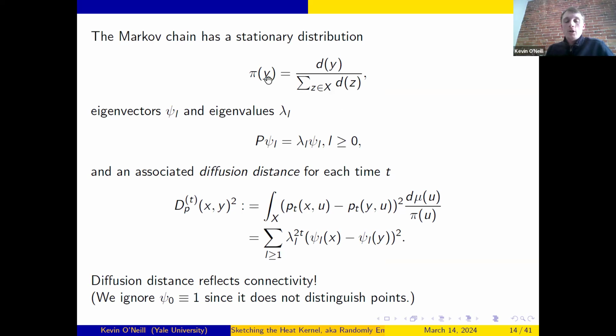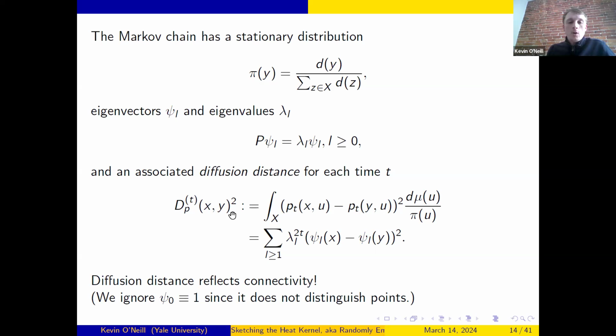Okay, so we have a Markov chain. It has a nice stationary distribution. You can show that it has eigenvectors and eigenvalues. And we're now going to define a diffusion distance. The diffusion distance depends on the time as well as the 2 entry points. Whatever time period you have, you look at the transition kernel for that amount of time going forward, and you compare those 2 kernels. You take this kind of L2 norm for the 2 kernels.